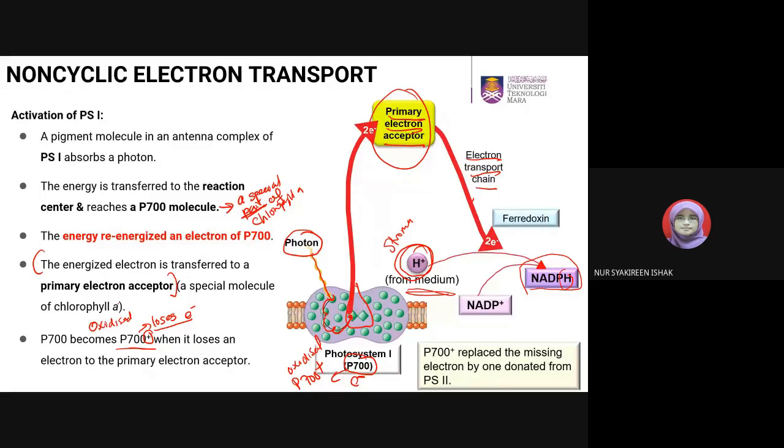Okay. So maksudnya NADPH molecule dengan ATP yang produce masa dia travels along ETC from photosystem 2 to photosystem 1, the production of ATP and NADPH ni will be released in the stroma. Sebab apa stroma? Sebab stroma adalah site untuk Calvin cycle. Okay? Calvin cycle akan menggunakan product of light reaction to produce sugar. Okay?